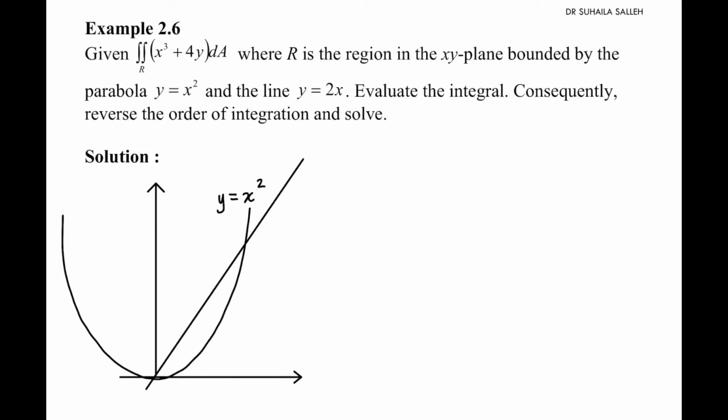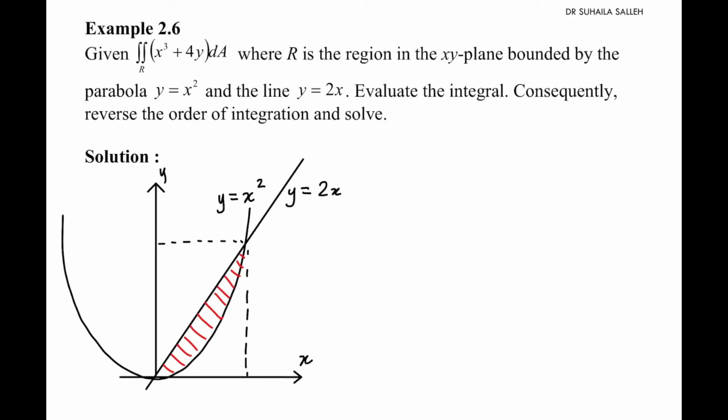So let me just write it here. This is y equals 2x. So where is our R region? Our R region is the region bounded by these two lines. So this is not complete. You have to find the point of intersection. Now, the point of intersection will be on the x-axis there, and this is on the y-axis.